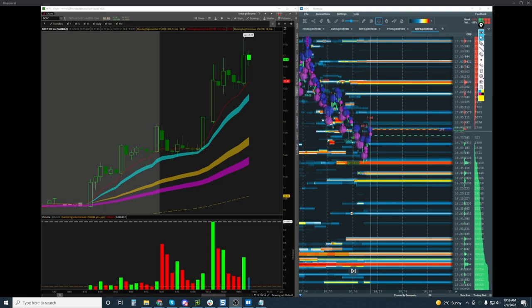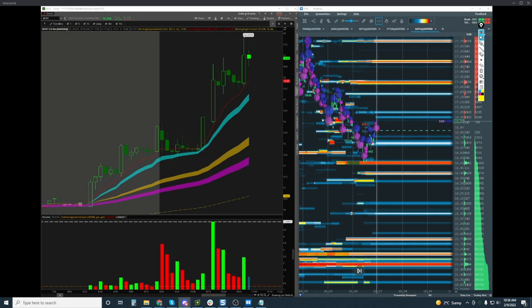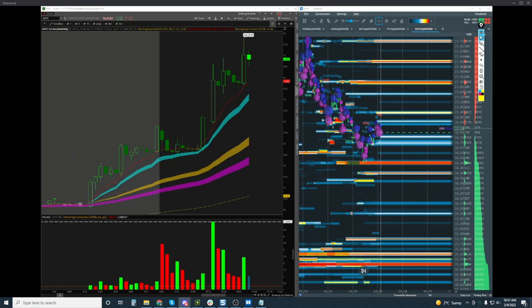Selling 78. Possible push to 17 again. There we are, more volume. Again, seller at 80. Almost top out in the money. So I need to see a curl up. There we are.